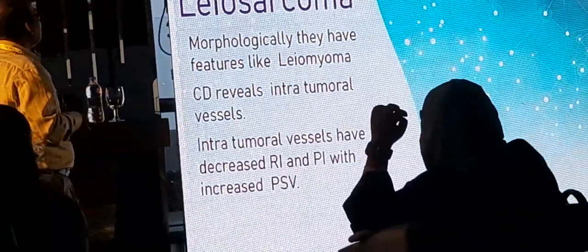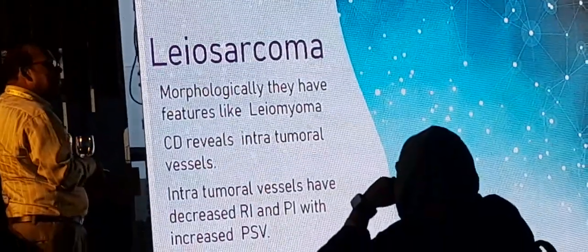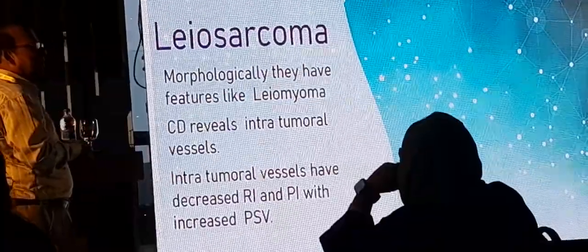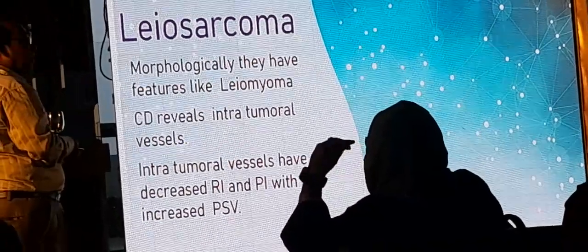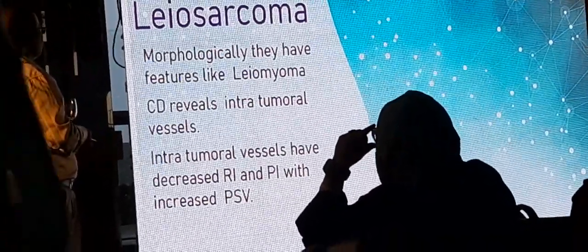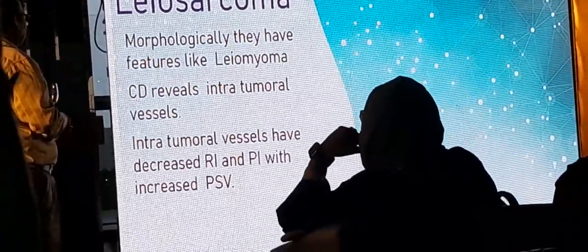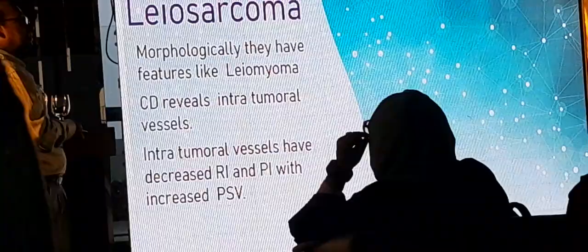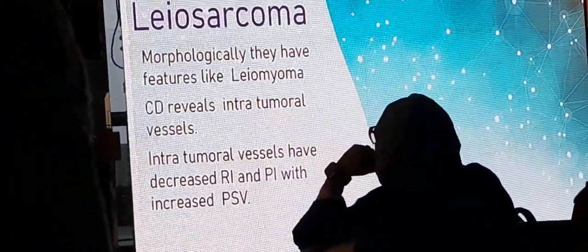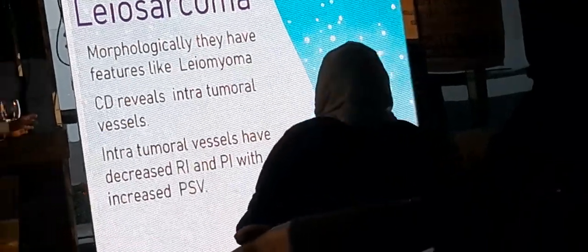Leiomyosarcoma. Morphologically, they have features like leiomyoma. Color Doppler reveals intratumoral vessels, but in case of leiomyoma, there is no vascularity in the fibroid. But in case of leiomyosarcoma, color Doppler helps us for the visualization of the vascularity. Intratumoral vessels have decreased RI and PI with increased peak systolic velocity. All of you know, in case of tumorous condition, there is partial lacking of the muscular coat of the vessel. For this reason, there is less elasticity of the vessel. Due to less elasticity of the vessel, there will be more blood flow, that is less impedance.